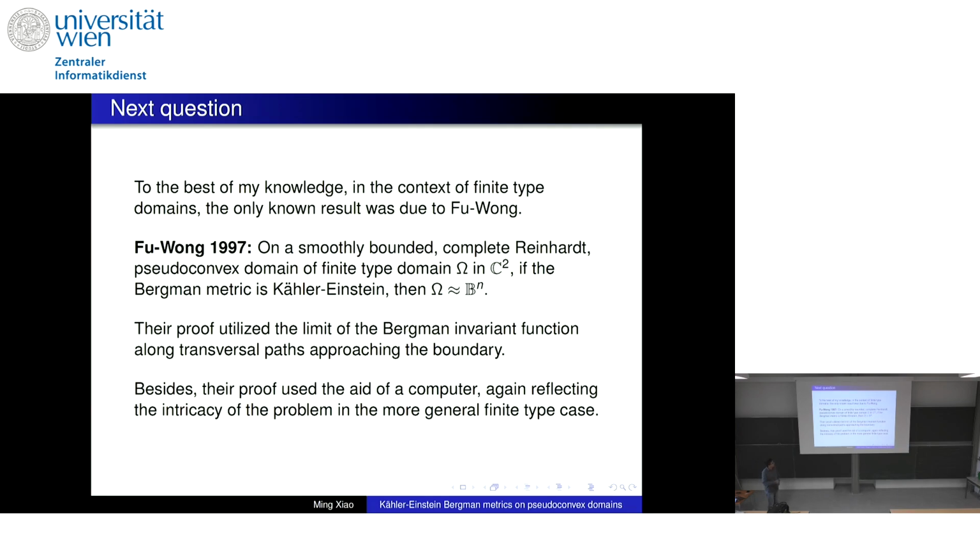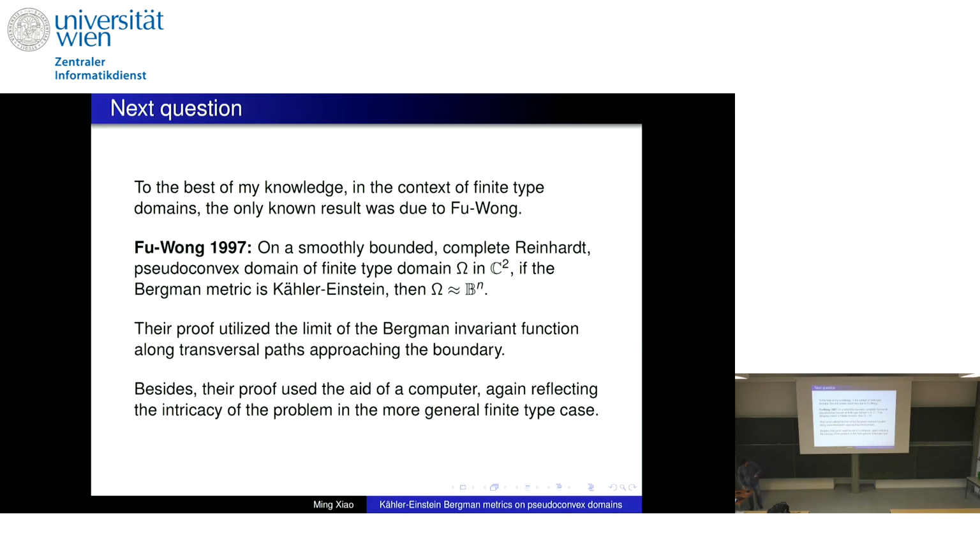First of all, they consider domains in C2. A nice thing is you don't need to worry about different notions of finite type, because the two different notions coincide in C2. They additionally assume it's complete Reinhardt. Then they showed that if it's a smoothly bounded, complete Reinhardt, pseudoconvex domain of finite type in C2, then Yau's conjecture holds. That is, if these two metrics coincide, if and only if it's biholomorphic to the unit ball, if it's in C2 and complete Reinhardt.